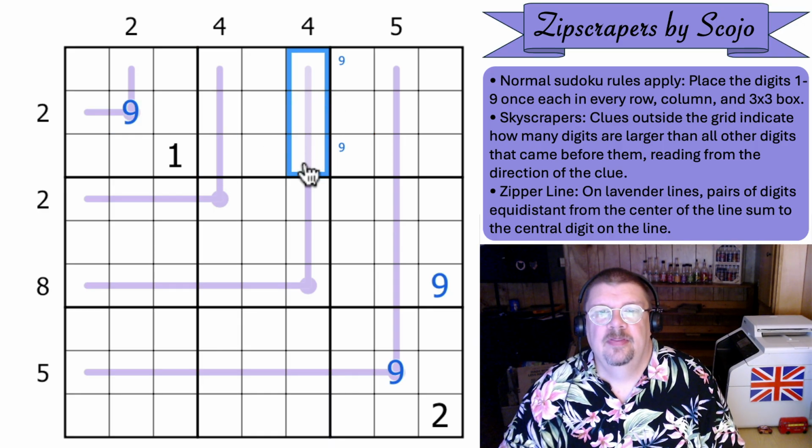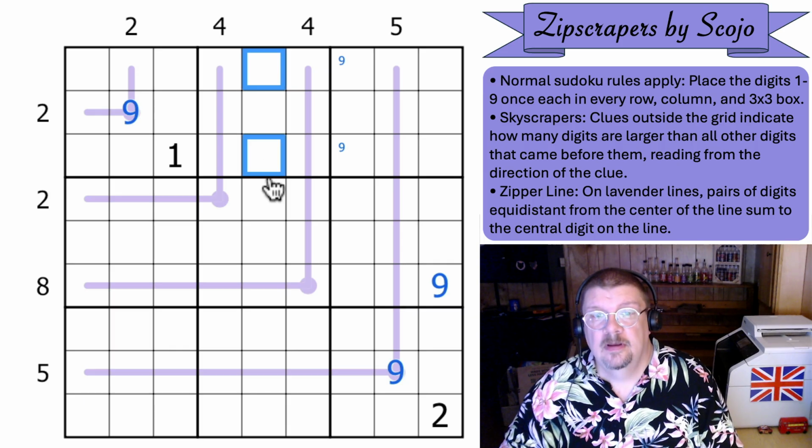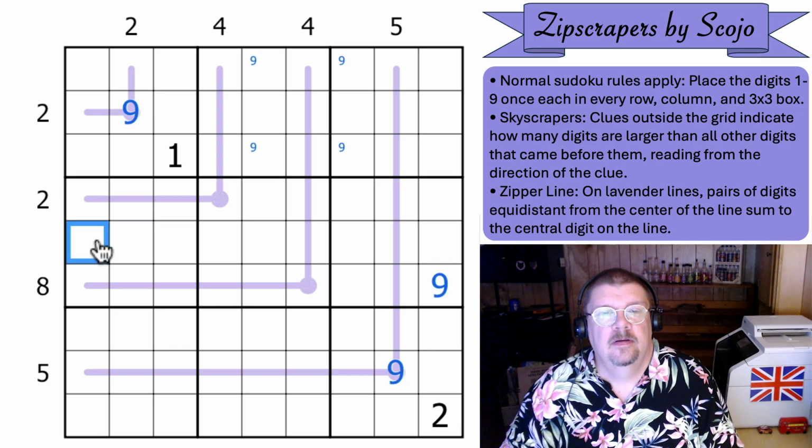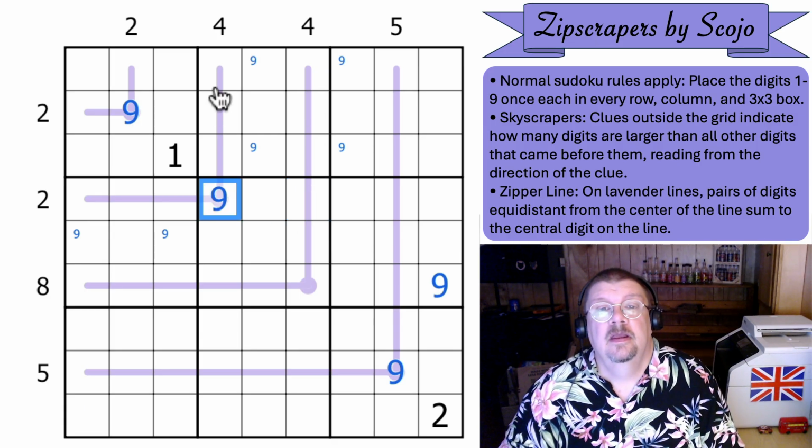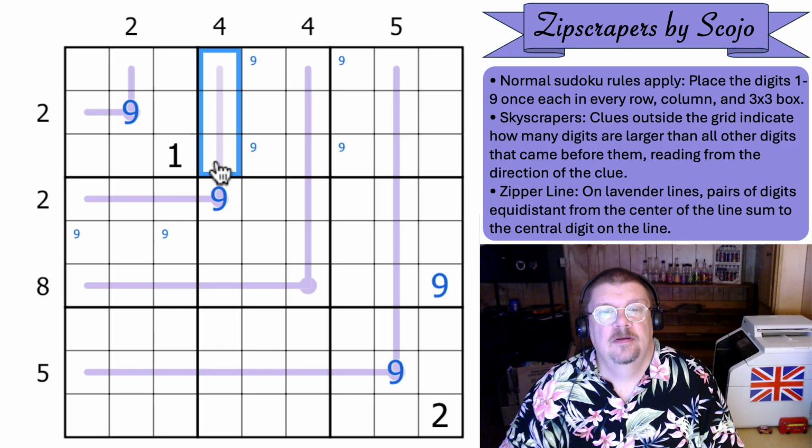9 can't go on these, so 9 must be in one of those. 9 must be in one of those. And now that makes this a 9. 9 must be in one of those 3 by Sudoku. It can't be there because of these 9s. It can't be there on the zipper, so that must be a 9. And now these 4 digits must increase because we're not going to see anything beyond that 9.